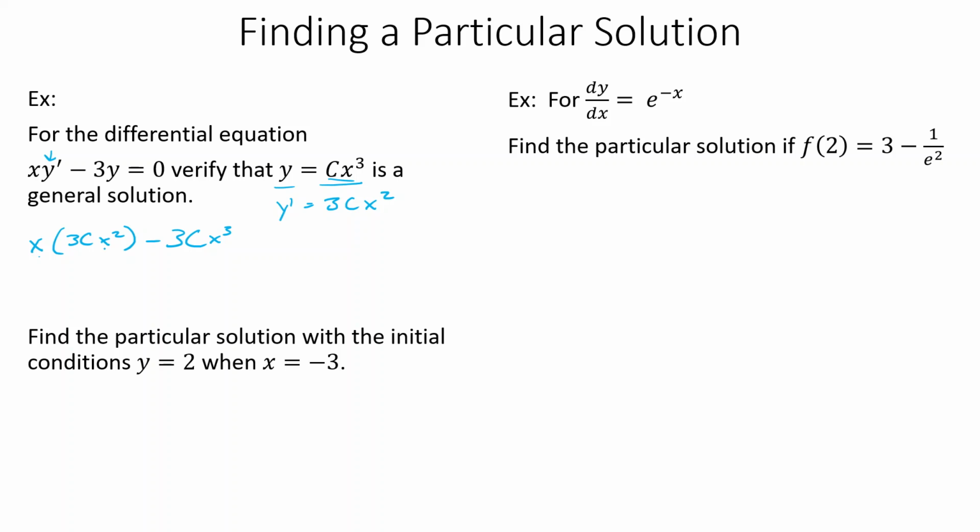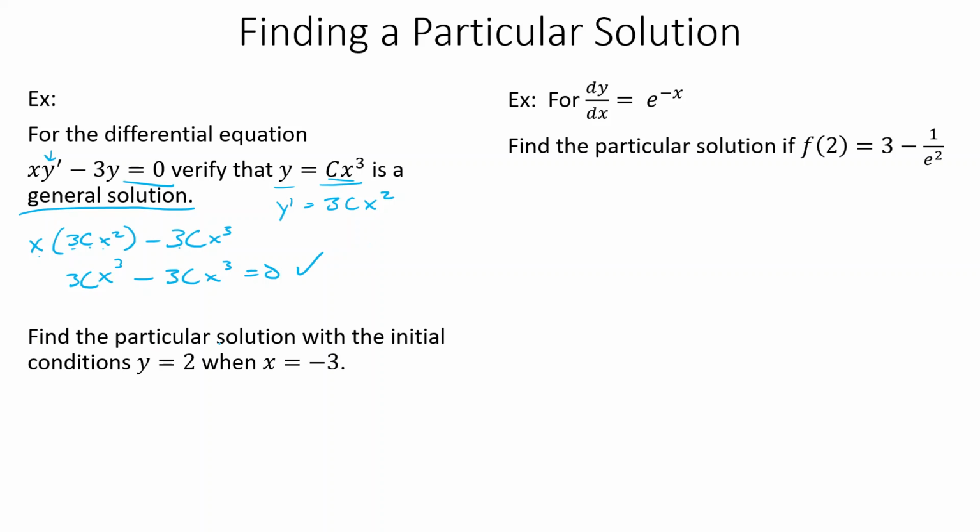So 3 times this x gives this x cubed, and we still have a 3c out front as a coefficient. This one we still have 3cx cubed. And they're exactly the same. So they do equal 0. It does equal 0. That checks out. So this is a general solution. It's got that c though.